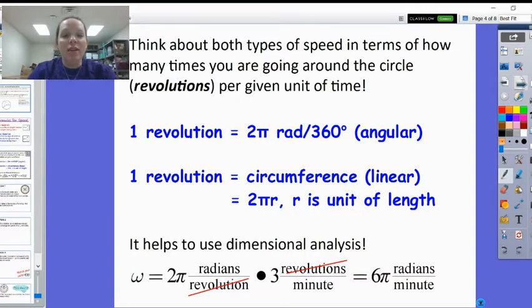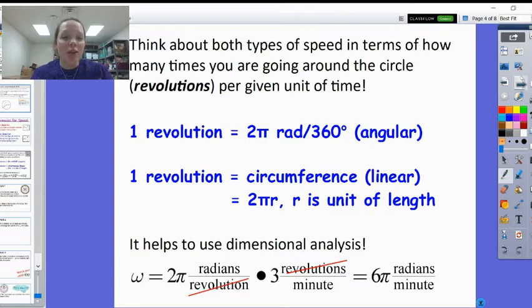These problems can be a little bit tricky. So what I recommend is that you think about these two types of speeds in terms of how many times your object is going around the circle. In other words, how many revolutions. One revolution is one time around a complete circle. And how long does it take for the object to make one revolution?